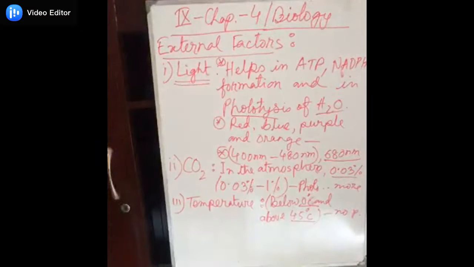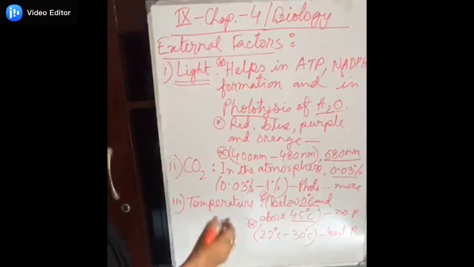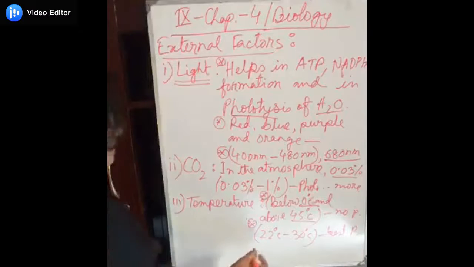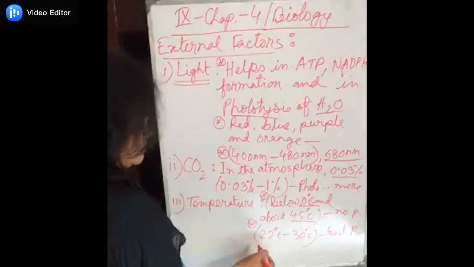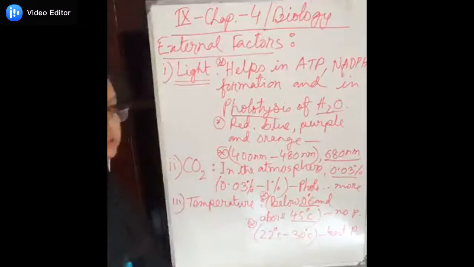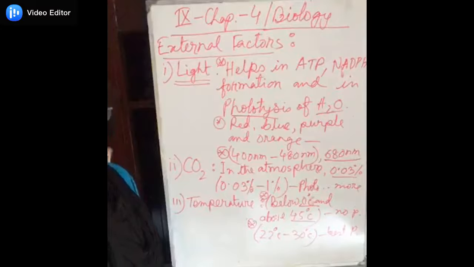So what is the optimum level for photosynthesis? It is 22 degrees Celsius to 30 degrees Celsius, then photosynthesis will be best. If it is less than 22 degrees Celsius or more than 35 degrees Celsius, then the rate of photosynthesis will be low.